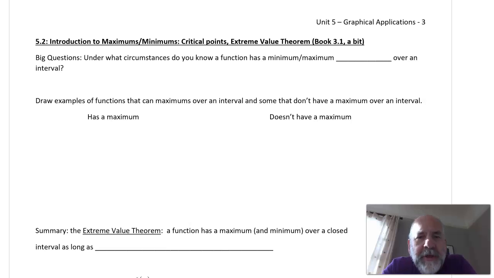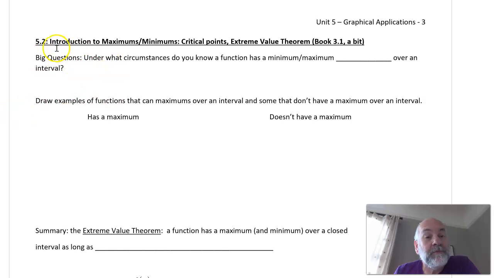This is page 3 on the guided notes. This is in OneNote if you don't have a copy of it. So: minimums, maximums, critical points, and the extreme value theorem. The book basically covers this in 3.1, but it doesn't cover everything in it.